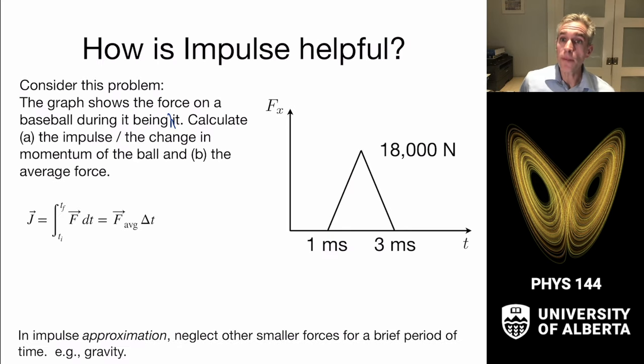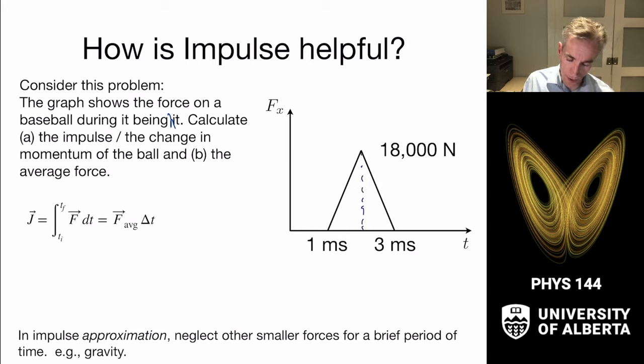So let's apply the impulse to a problem like this, which shows the graph of force on a baseball while it is being hit. It rises up shortly to a very high value and then falls back down over a short period of time, 1 millisecond to 3 milliseconds. We want to calculate the change in momentum on the ball, that's the impulse, and then the average value of the force. To do that, I would calculate the integral of the area under the curve, which would be that area right there. But I'm not going to do calculus.